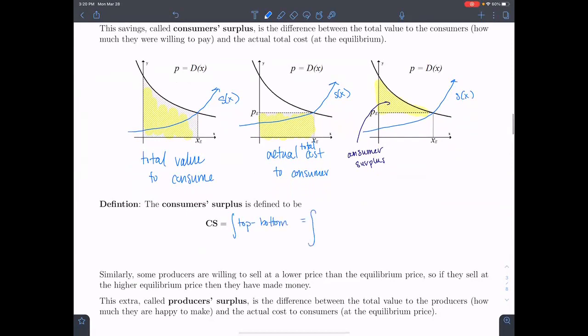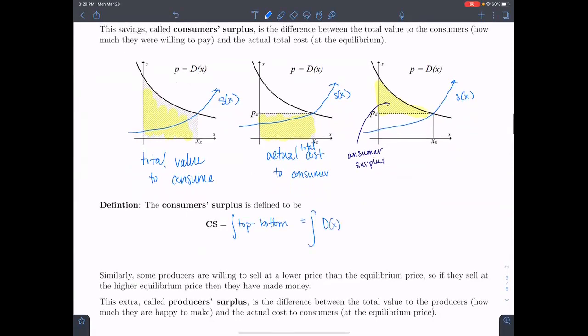which would be equal to the demand curve minus P sub E. If you looked at this as Y equals P sub E, that would be your bottom function. So this is dx from 0 to the equilibrium X value. So from 0 all the way to X sub E.